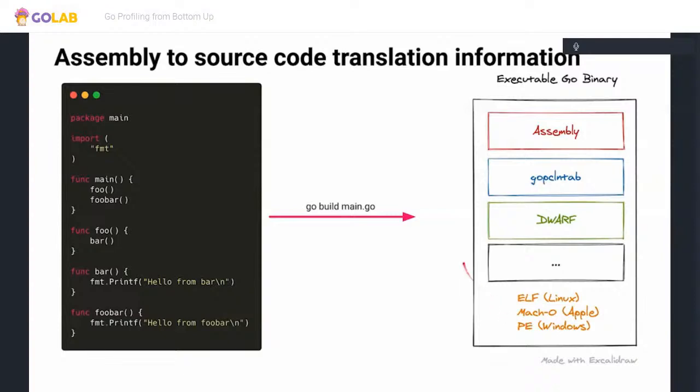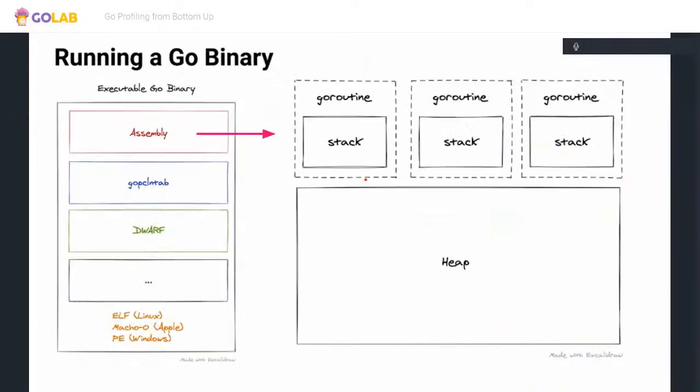Inside of this container format, there are different sections in the binary. The main section is assembly. That's essentially the code you wrote converted to assembly. But then there are also two additional sections that we're going to talk about today. One is called gopclntab, and the other one is called DWARF. These sections are really helpful for translating from assembly back to source code. So what happens when we run a Go binary? Basically the assembly starts executing. The gopclntab and DWARF are doing nothing right now.